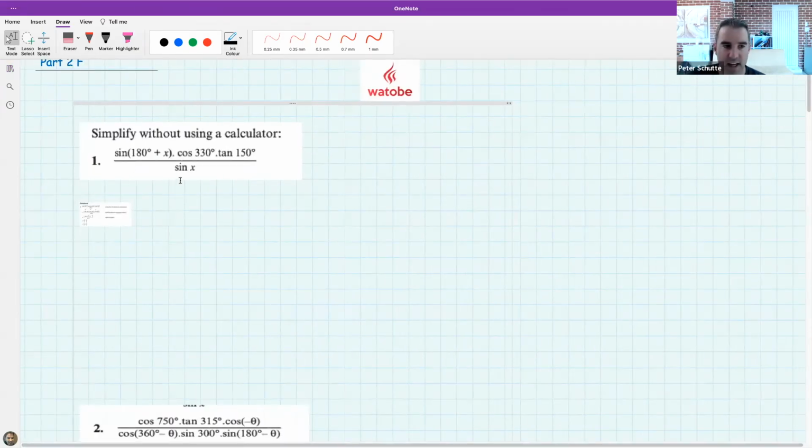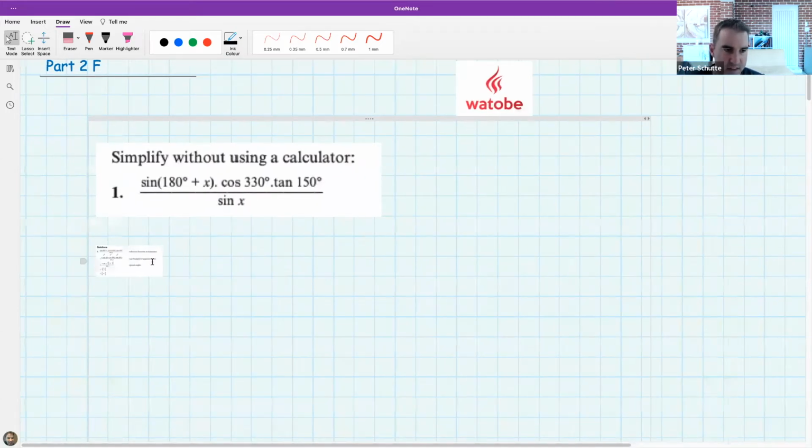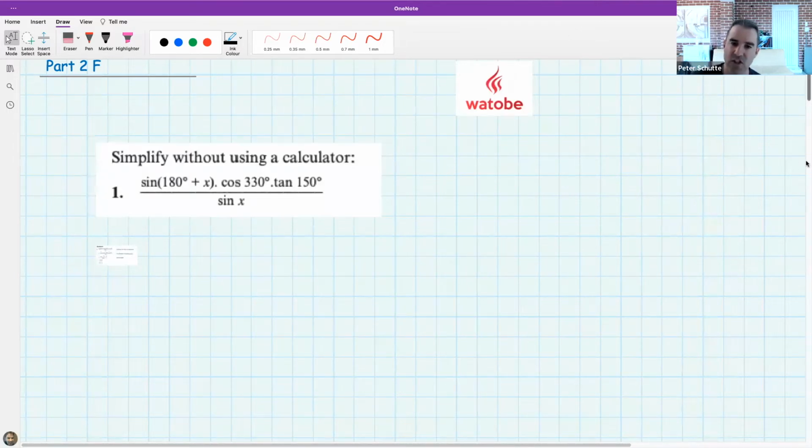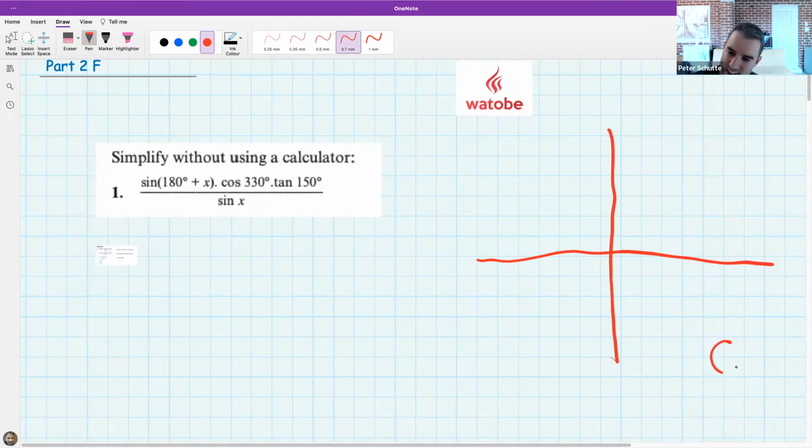Okay, so in the trigonometry section, there is always going to be a simplification question on using the reduction formula. The reduction formula basically just takes angles that are greater than 90 and reduces them to angles that are smaller than 90. And we generally use something called the CAST diagram. So, CAST.